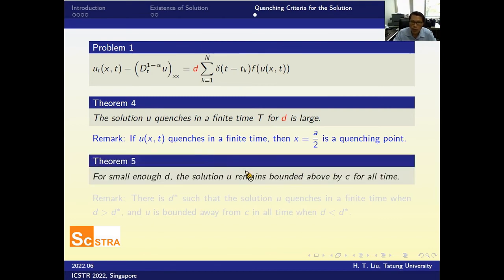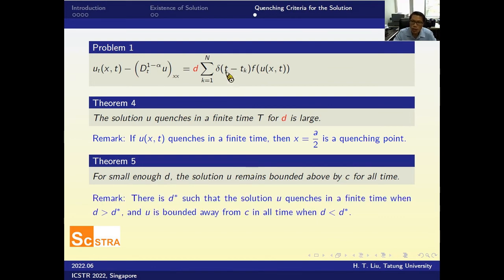On the other hand, if D is small, then the diffusive property will dominate the temperature distribution, and hence quenching does not occur. In this case, the solution will remain bounded away from the C all the time, so the right-hand side of the equation will always be finite. So this will make the system go up as T tends to infinity.